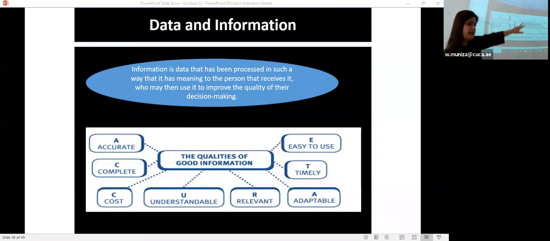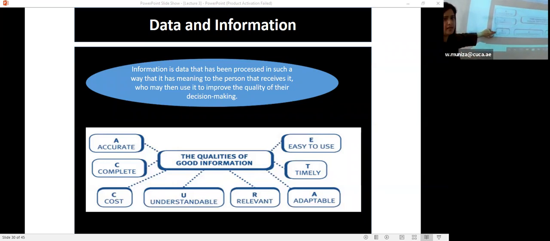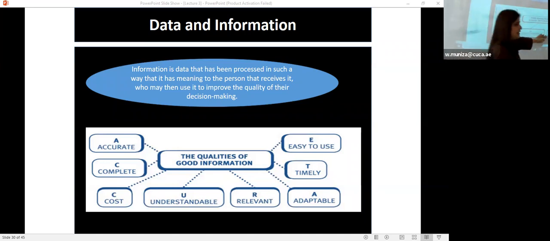Which different characteristics make information a good one? We can learn them with the help of the mnemonic ACCURATE. A stands for accurate, without any kind of errors and mistakes. Complete, having quantitative and qualitative aspects both in it. Cost: the cost of collecting the data should be less than the benefit which we are getting out of it. Understandable: we are easily getting meaning out of it, we are able to understand it.